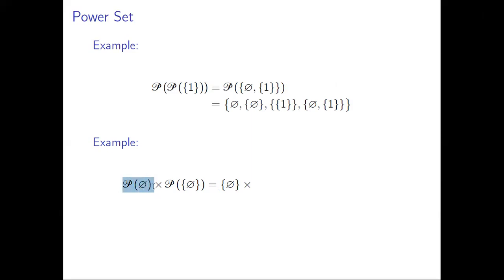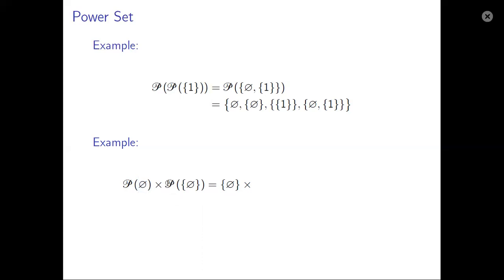Well, the empty set has only one possible subset, the empty set. So the power set of the empty set is a new set, right? The power set is always a set, and the elements of the power set are all the possible subsets of the original set. So the original set is the empty set. So the power set of the empty set is the set of all possible subsets of the empty set. And there's only one possible subset. It's the empty set itself. So we have a set whose only element is the empty set. That is the power set of the empty set.